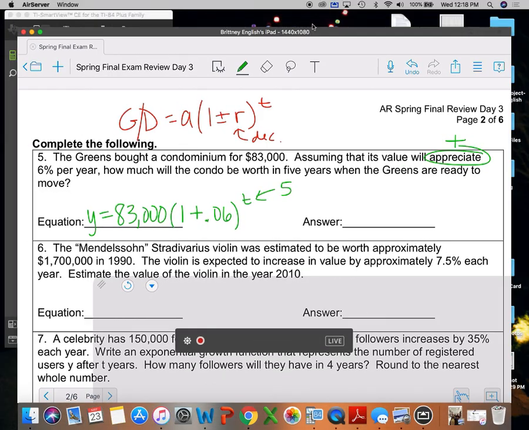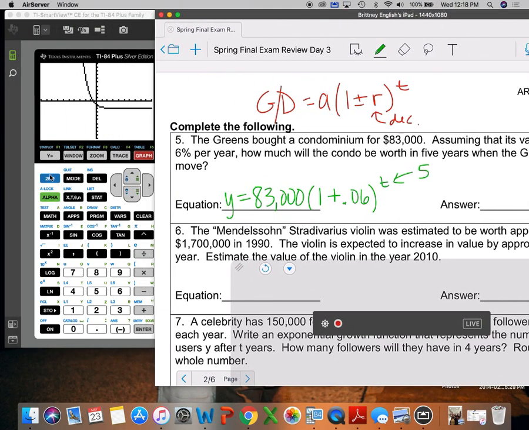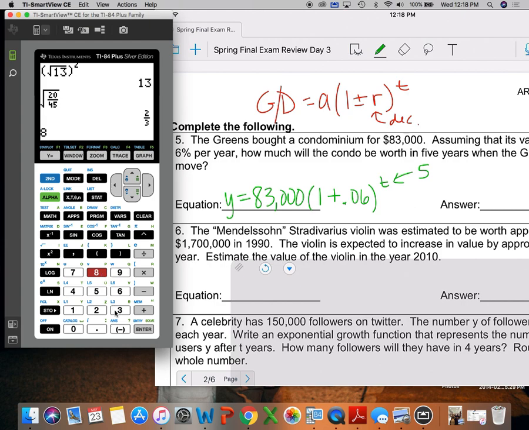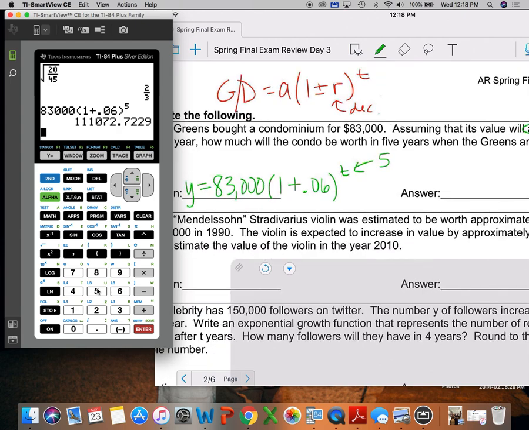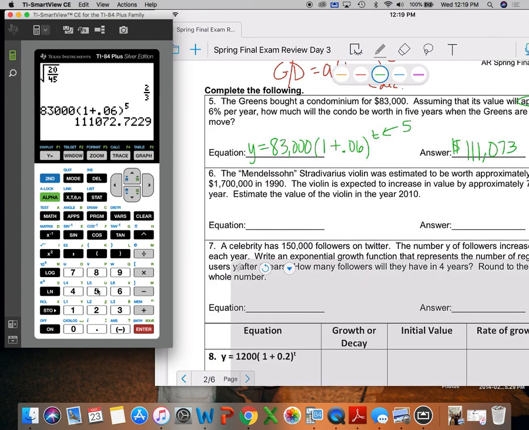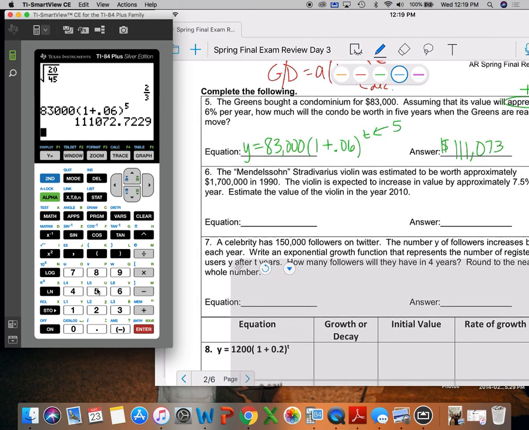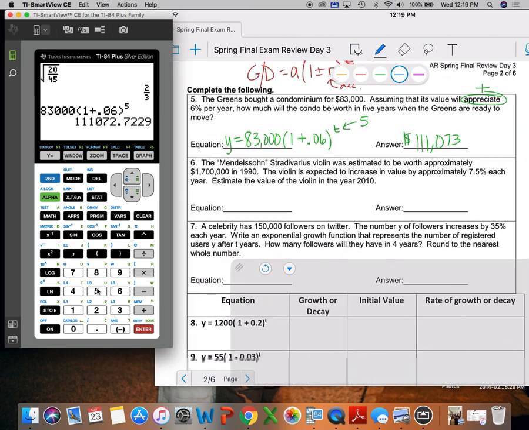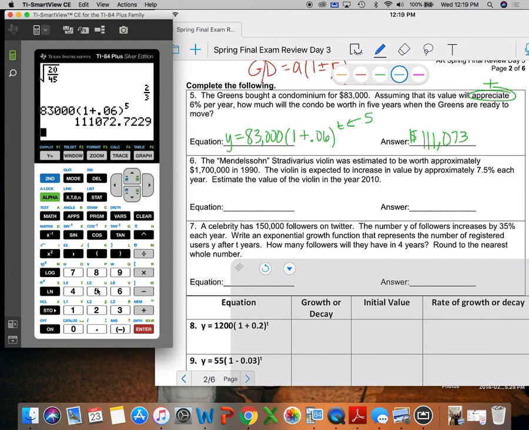Some people like to write the equation as the full thing. My answer is going to be whatever I type in this whole thing. So 83,000, 1 plus 0.06. Remember, you have to turn that into a decimal. Raised to the 5 years. So my answer, this will be worth $111,072.73, and we'll just round it to dollars. So this is something that you would definitely want to write on your note card because a lot of people struggle with remembering that formula, and if you have that formula, you'll know how to use it.